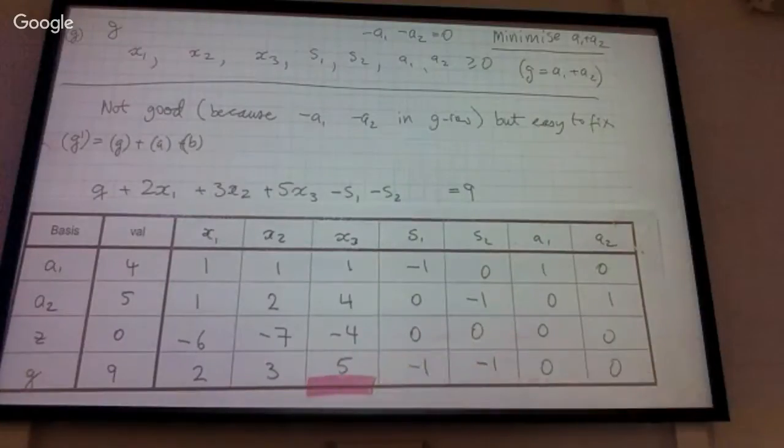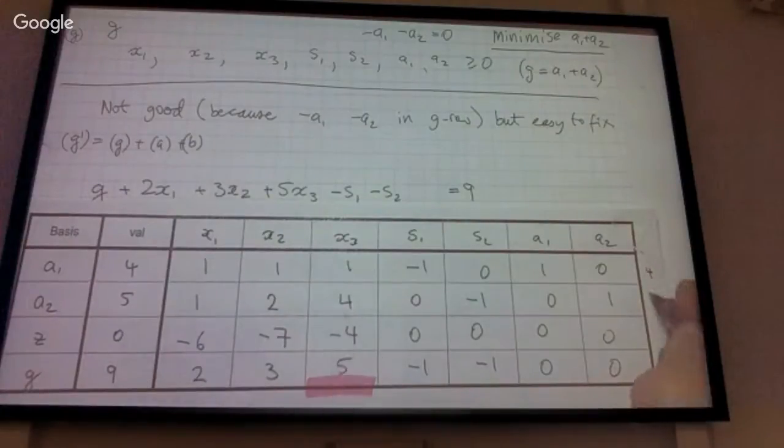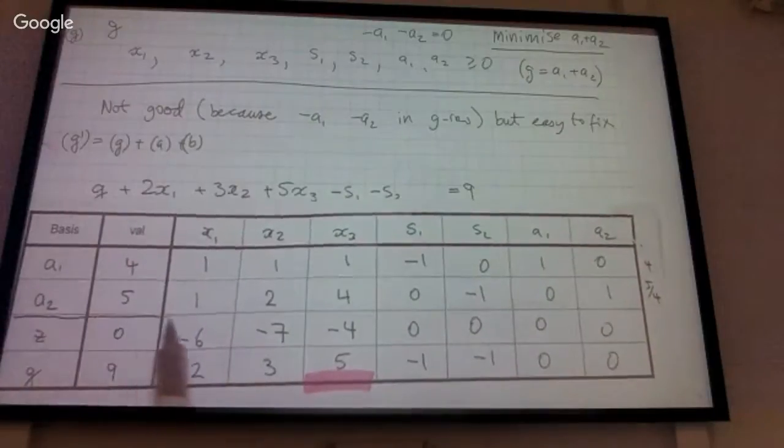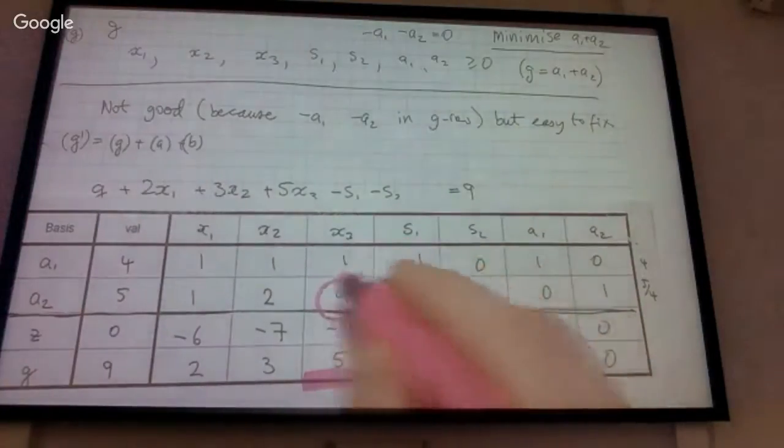And then the ratio test is the same. So what are the ratios? 4 divided by 1 and 5 divided by 4. And we don't divide by anything. Well, we don't actually want to take z out of the basis. That would be a bad thing to do. So we only look at the first 2. And this means that this element over here is going to be the pivot element.